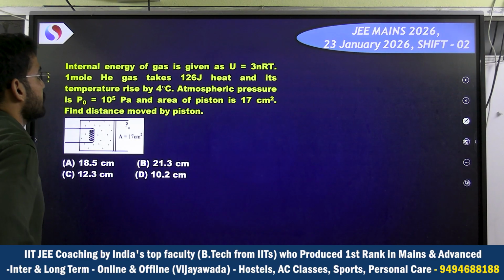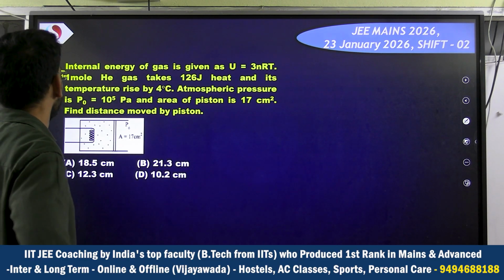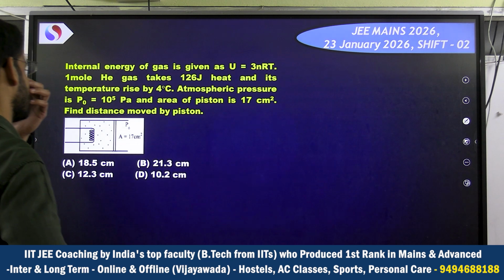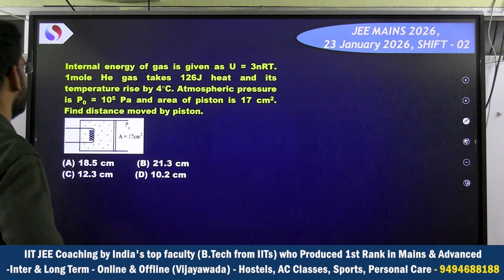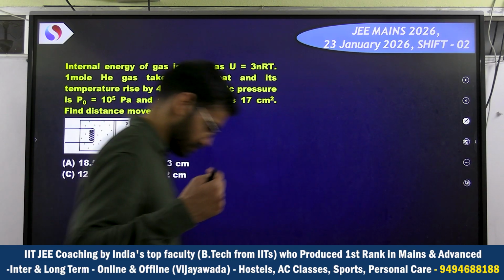Internal energy of gas is given as U equal to 3nRT. One mole helium gas takes 126 joule heat and its temperature rises by 4 degrees centigrade. Atmospheric pressure is P naught and the area of piston is 17 centimeter square. Find distance moved by piston. So basically the piston is movable.